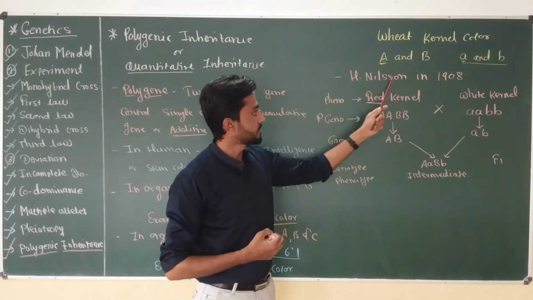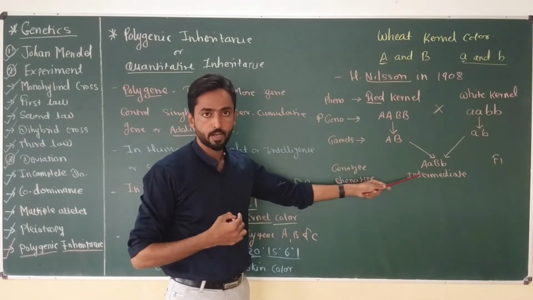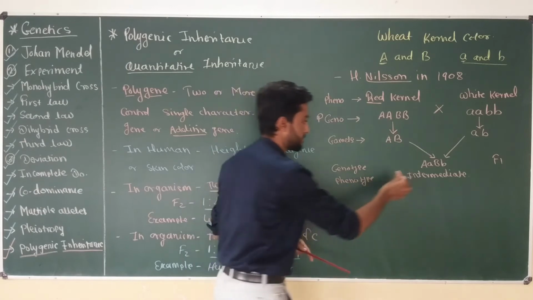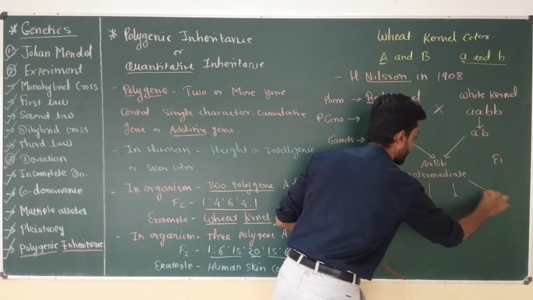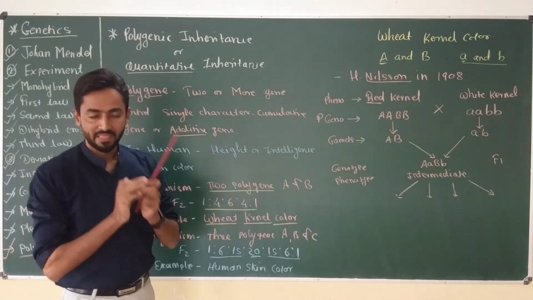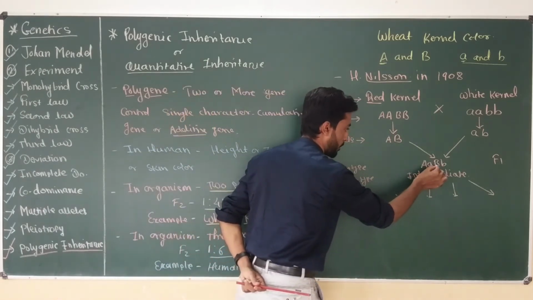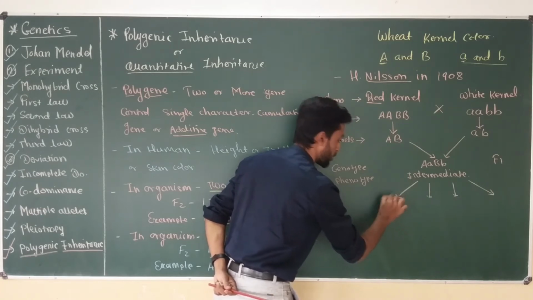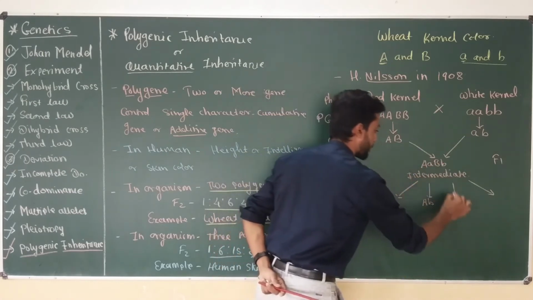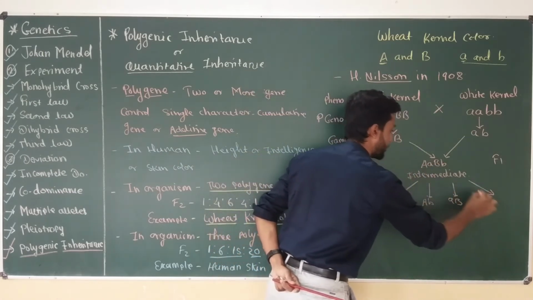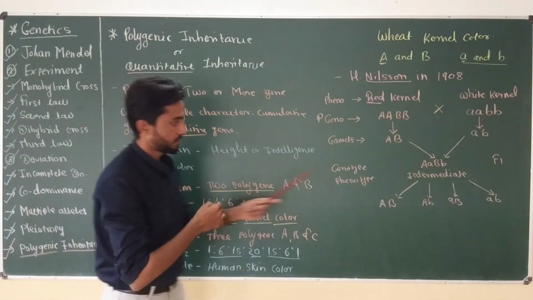And then Nelson self-crossed the F1 hybrid plant. Now we know that this intermediate plant will produce 4 different types of gametes according to Mendel's law of segregation and independent assortment. Now capital A forms a gamete with capital B, or capital A forms a gamete with small b. Similarly, small a forms a gamete with capital B and small a forms a gamete with small b. So these are the 4 different types of gametes which are produced by the F1 hybrid plant.